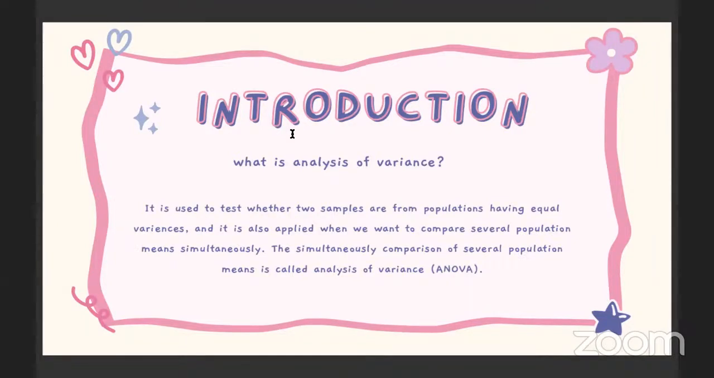It is used to test whether two samples are from populations having equal variances, and it is also applied when we want to compare several population means simultaneously. The simultaneous comparison of several population means is called analysis of variance, or ANOVA.